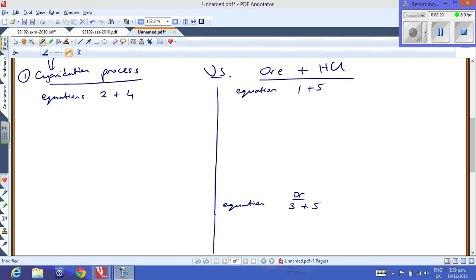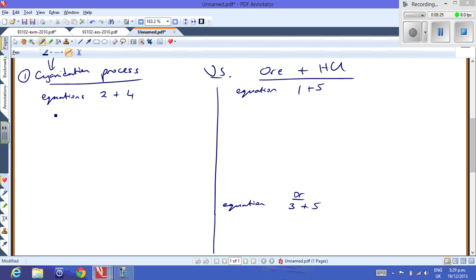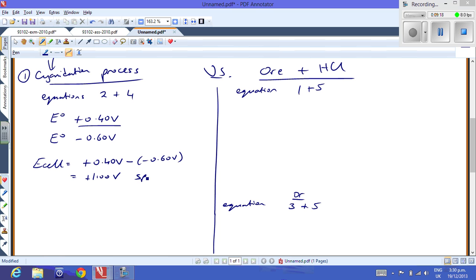So it's really a case of spontaneity. If we take equations 2 and 4, the E0 value for equation 2 is +0.40 volts, and that would be for the reduction of oxygen and water to 4 hydroxide ions, if you have your paper in front of you. The E0 value for equation 4 is -0.60 volts, and that's for the reduction of gold in its cyanide complex to gold solid and cyanide ions. The highest reduction potential value is the one which will be reduced. So E cell for this particular reaction would be equal to +0.40 volts minus -0.60 volts, which is equal to an E cell of +1.00 volts, which means this reaction is spontaneous.